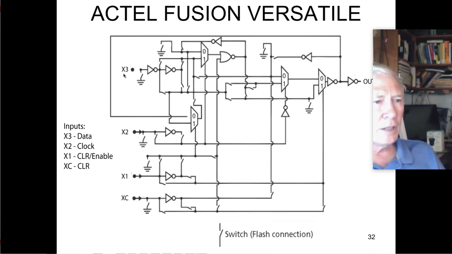So your data comes in on 3, your clock on 2, and then your clear and enable on 1, and your clear on XC. And you have 1, 2, 3, 4 multiplexers and a NOR gate there.